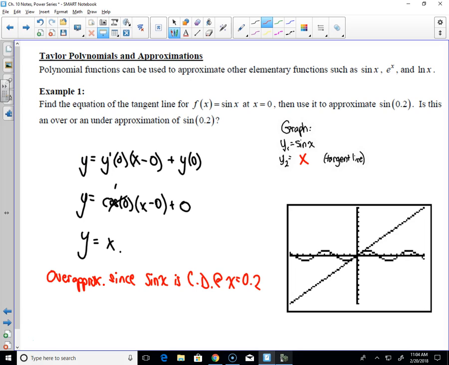How do we tell when tangent lines are over or under approximations? Concavity. Whenever I have a concave up, a tangent line will always be below. If I have a concave down, a tangent line will always be above. Over approximations, under approximations of tangent lines: concavity.